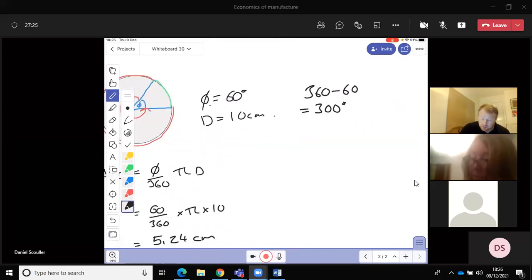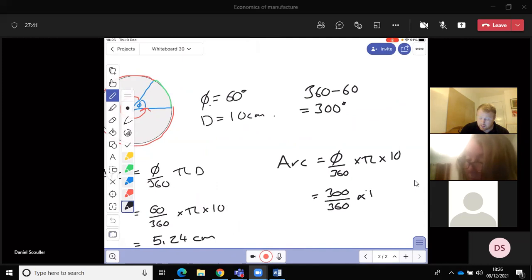Then it's just a case of putting that in the calculation and working through that. So the large arc, same equation: angle over 360 times pi times our diameter. The diameter is the same, 10 centimeters. Put in our 300 over 360 multiplied by pi multiplied by 10. Use a calculator.